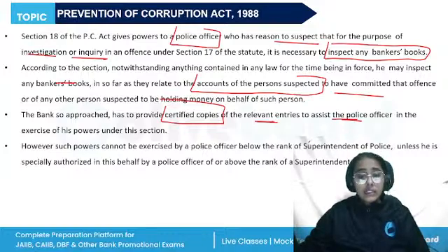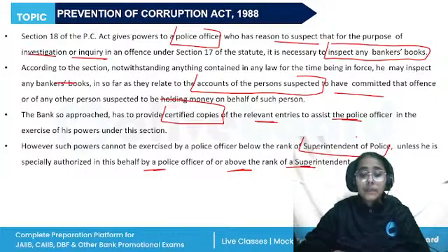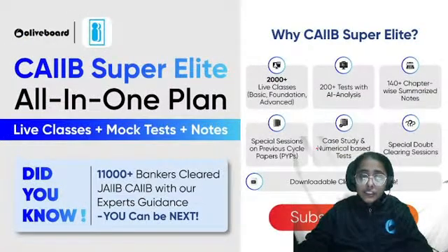However, again, this police officer should not be below the rank of a superintendent of police unless he is specially authorized in this behalf by a police officer above the rank of a superintendent of police. So if they are above the rank or they are authorized by such an officer, then they can. Otherwise, below this rank, the police officer cannot investigate. All right. And that is all. We have covered all the important provisions of this act. There is also the appeal and revision, which is allowed, and the higher appeal normally lies with the High Court.